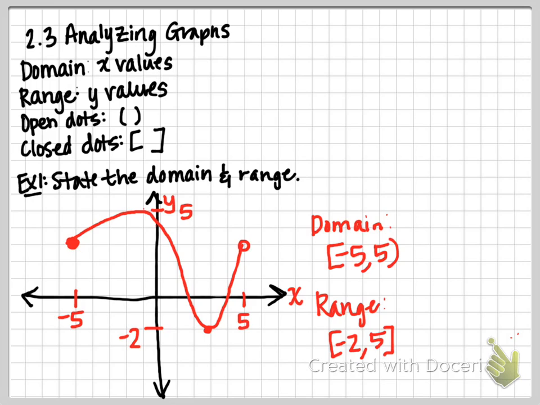Now let's go look at the range. The range, I've got a -2 as my low point and a +5 as the high point when I look at the y values of that picture. Both of those do not have open dots. They are a continuous part of the graph, so they're going to be closed. Both are going to have square brackets.